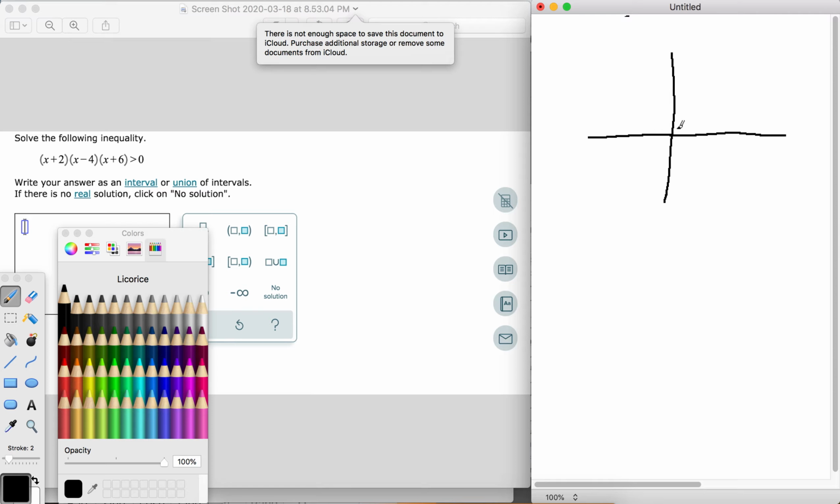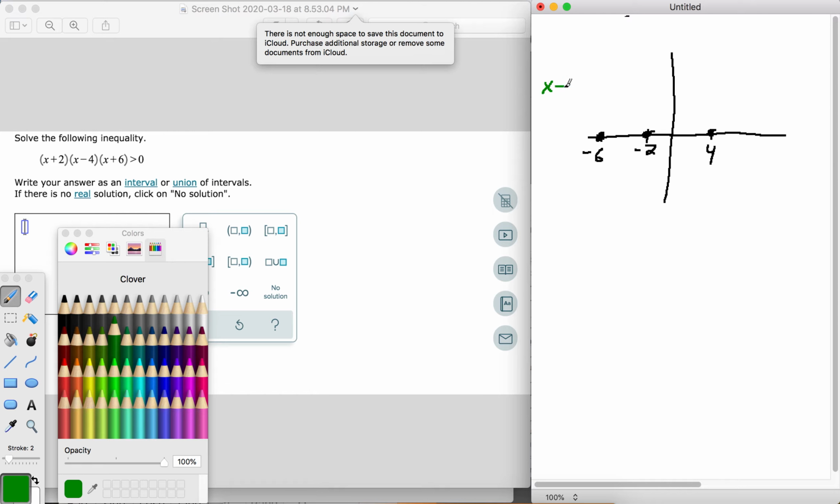This is a polynomial. This one's going to cross at negative 2, because if you plug in negative 2, it makes 0. Negative 6 and 4. So we need to check everything to the left of negative 6, everything in between negative 6 and negative 2, everything between negative 2 and 4, and everything between 4 and positive infinity. We got to check all those intervals.